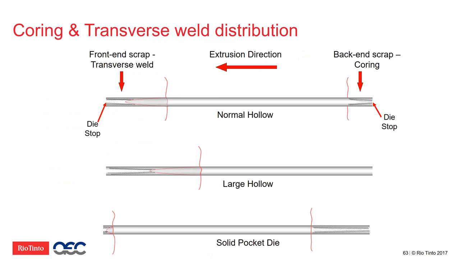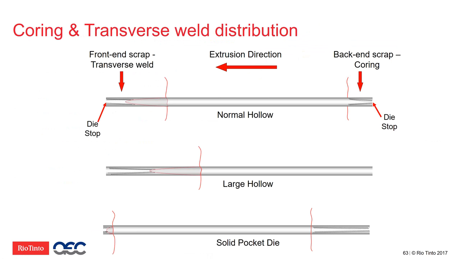The one in the middle here, this is a large hollow. A large hollow die is where you have a die volume that is so large that the coring does not even exit the die. It's stuck inside the die, in the die itself, the feeder ring on the front, and so forth. Now, the result of that kind of large hollow setup is that there is no back-end coring in the extrusion, okay? It's entirely stuck inside the die, in the butt of course, but the coring will show up just on the front, then the transverse weld, but nothing on the back end of the extrusion, right?